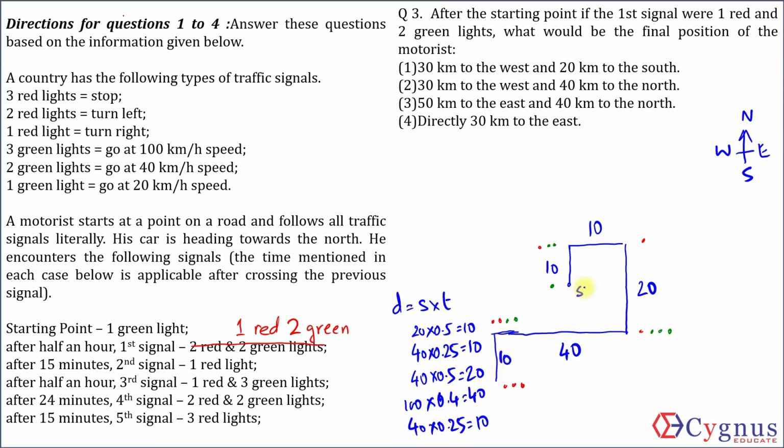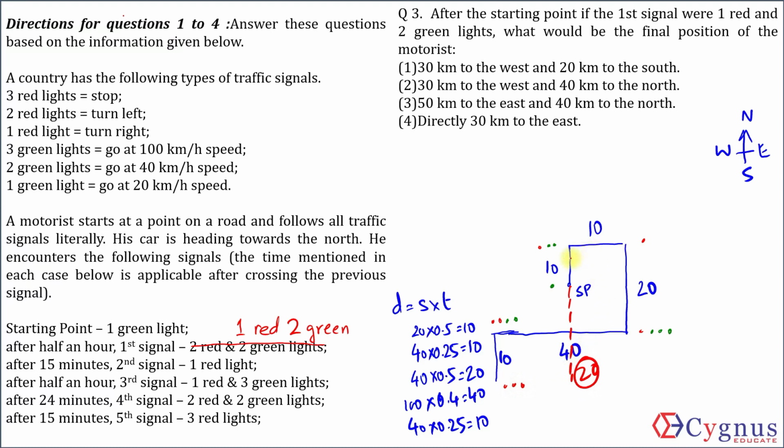This is his starting point. Obviously, this person is in the west and south. Let's just quickly find out how much west and how much south. In the north-south direction, he's gone 10 to north and 20 to the south. So that's 10 to the south and another 10 to the south. So effectively, this person is 20 kilometers to the south.